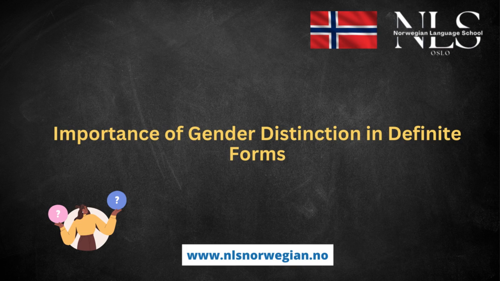The use of en, ei, and et in Norwegian is not just a matter of grammatical correctness, but also conveys essential information about the gender and number of nouns. The transition from indefinite to definite forms through suffixes is a unique aspect of Norwegian grammar. Familiarity with these concepts allows learners to construct sentences more accurately and understand the nuances of Norwegian.